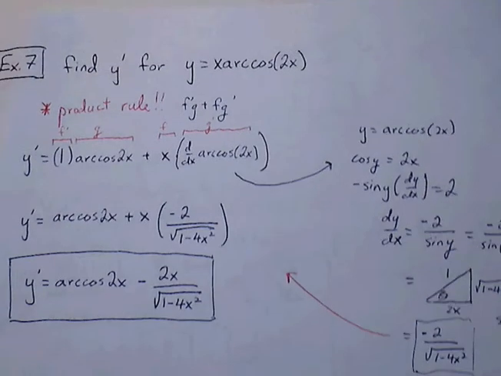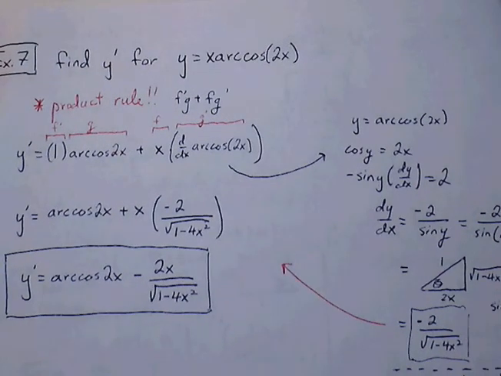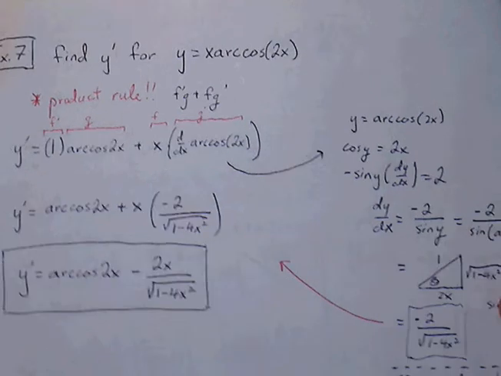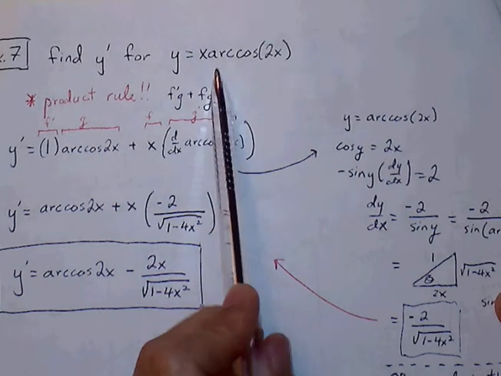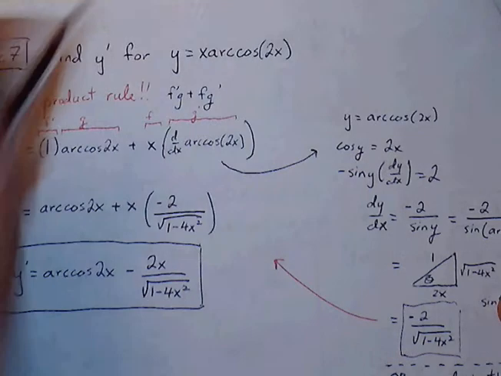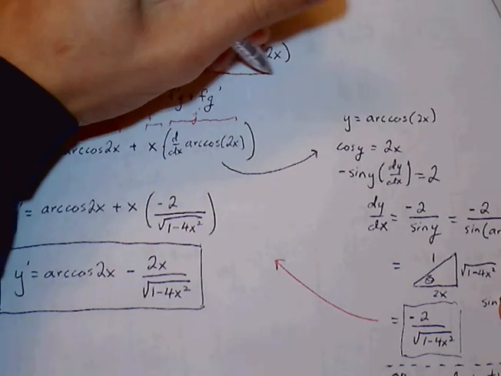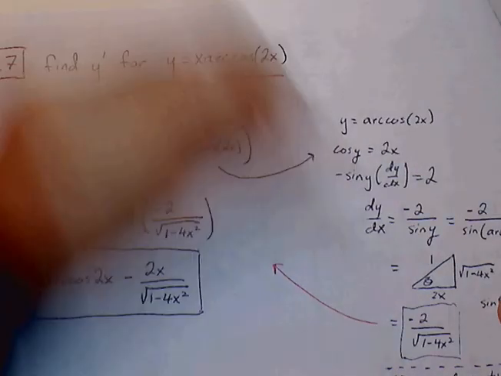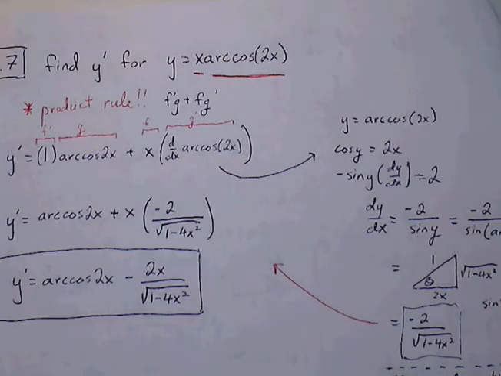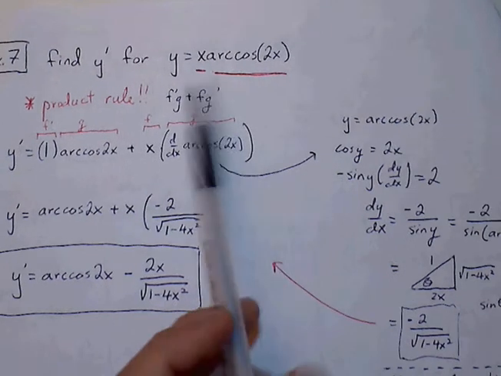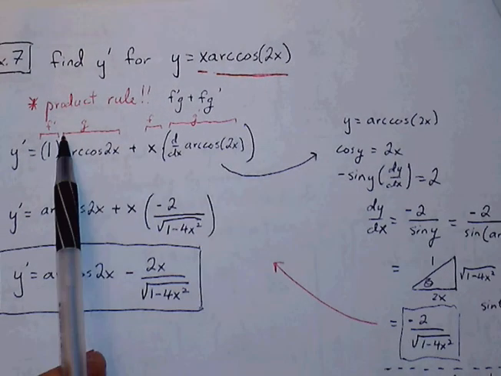Okay, example 7. Find y prime for y is equal to x times arc cosine of 2x. If we look at this closely, we see that there's actually two functions here. We have an x, that's one function, and then we also have arc cosine of 2x, and that's a second function. So if we want to find the derivative of two functions that are being multiplied together, we got to go through product rule.